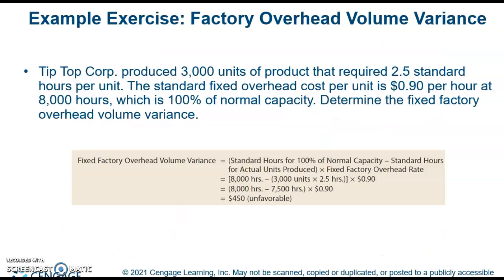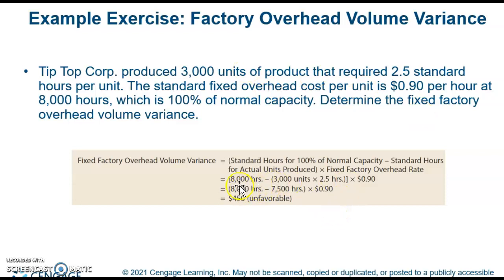So let's work this example for factory volume overhead variance. Tip Top Corporation produced 3,000 units of product that required 2.5 standard hours per unit. The standard fixed overhead cost per unit is 90 cents per hour at 8,000 hours, which is 100% of normal capacity. Determine the fixed factory overhead volume variance.